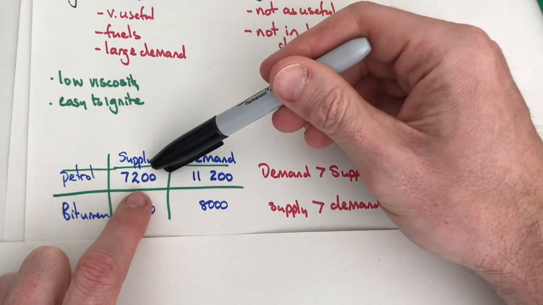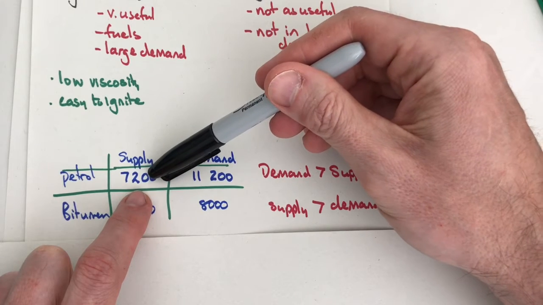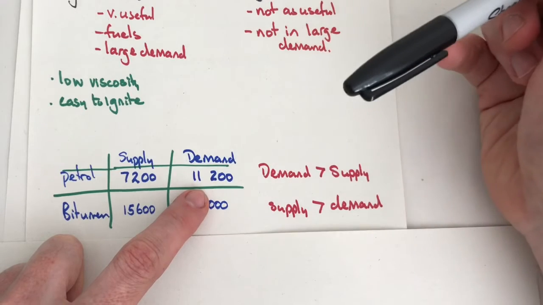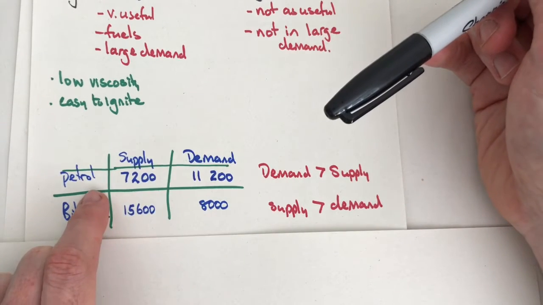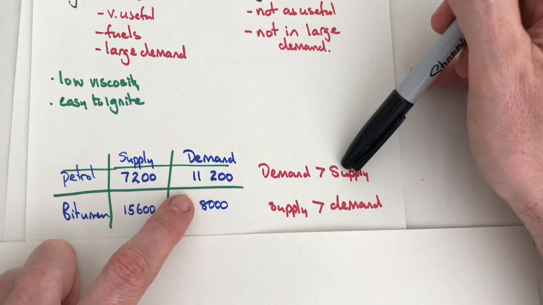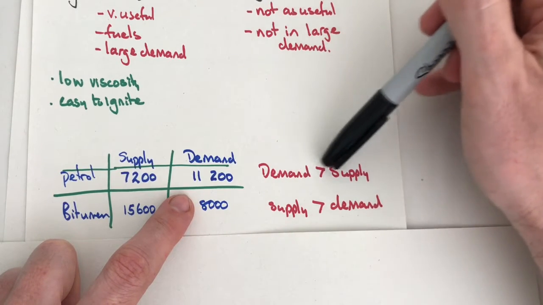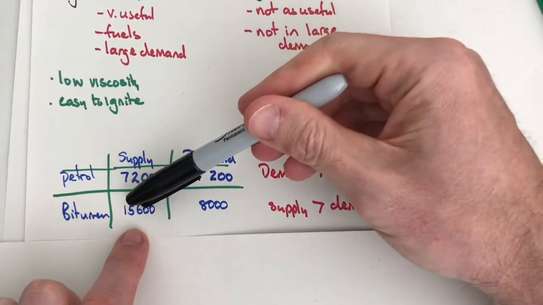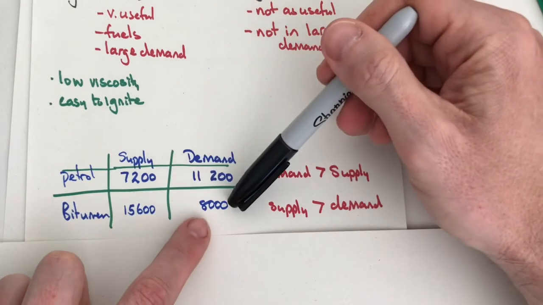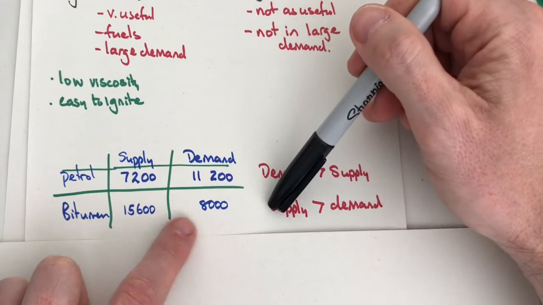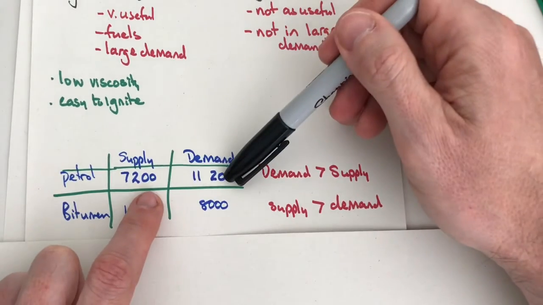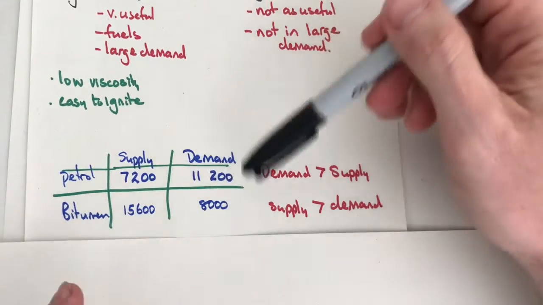Look at the supply. We have 7,200 barrels of petrol being supplied from a sample, but the demand is far greater. So for a short chain hydrocarbon that's used as a fuel, the demand is greater than the supply, which means we're not meeting that demand. Bitumen, the longer chain hydrocarbon, you can see here that the supply is far greater than the demand. So here we've got surplus, we have more than we need. So in the bitumen we have more than we need, in the petrol we don't have enough. So how can we make this work?